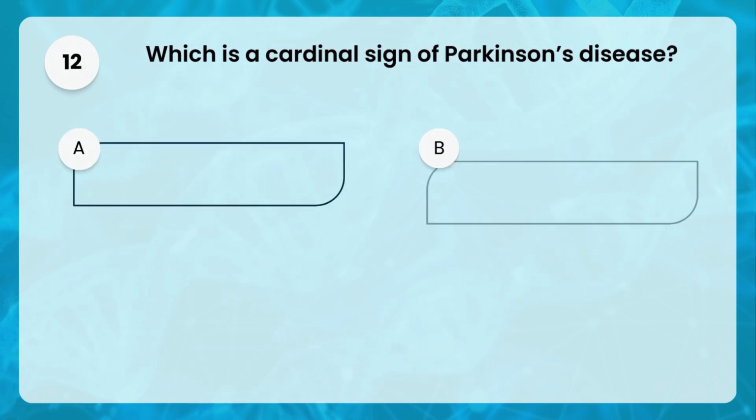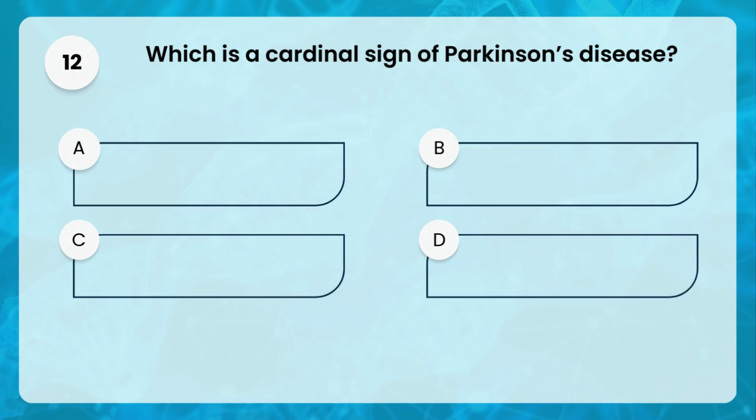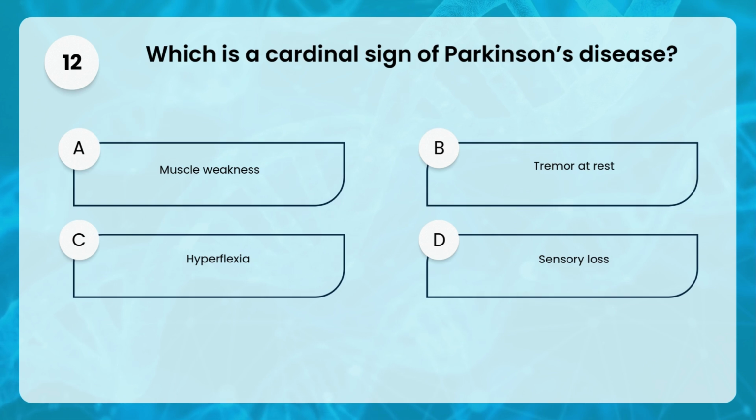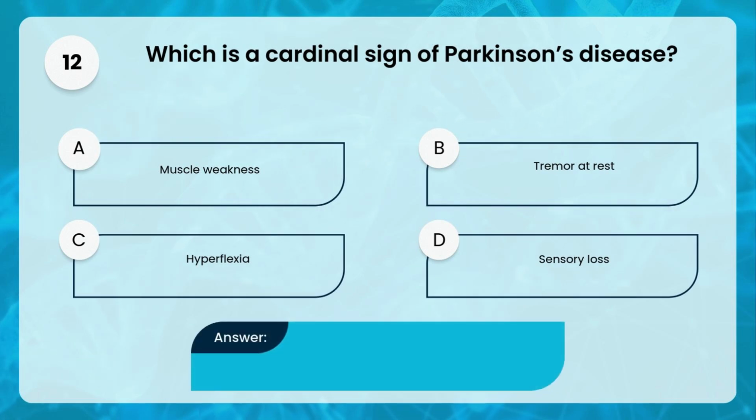Number 12. Which is a cardinal sign of Parkinson's disease? A. Muscle weakness. B. Tremor at rest. C. Hyperreflexia. Or D. Sensory loss. The answer is B. Tremor at rest.